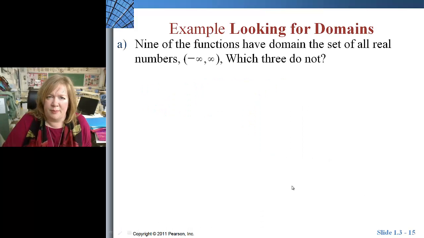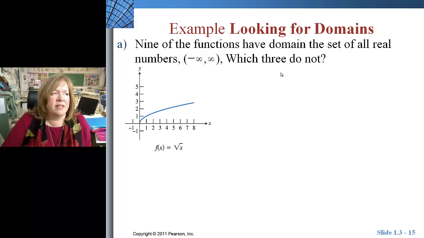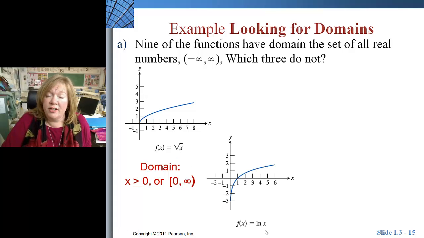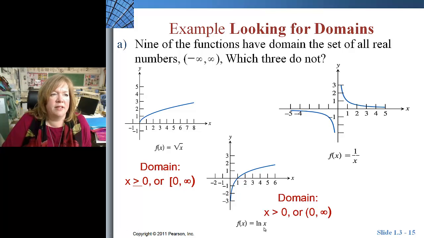Let's look for some domains. Nine of the functions have domain the set of all real numbers. Which three do not? Well, you have to think, what's eliminated out of a domain? You can't divide by 0, and you can't have a negative under a square root. So that's going to clue you in. Square root function, because the domain is greater than or equal to 0. ln function, because we cannot put a 0 in there. It's the inverse of e to the x. And the 1 over x, where we cannot divide by 0. So they're looking at the different domains, making you realize the difference between these different functions.